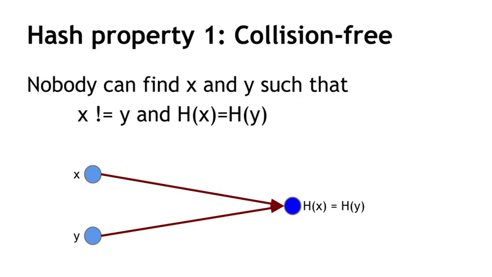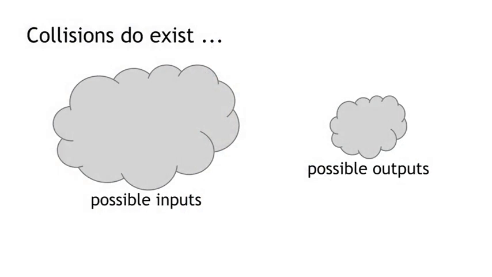Now, one thing to notice is that I said nobody can find. I didn't say that there is no collision. Because if you think about it, there has to be a collision. Collisions do exist, and to understand why that is, we can use this diagram. Over here on the left, I'm depicting all of the possible inputs to this function, which can be a string of any size. And over here, I have all of the possible outputs, which has to be a string of 256 bits in size. So the right-hand side here, the outputs, there are only 2 to the 256 possibilities. Over here, there are more possibilities.